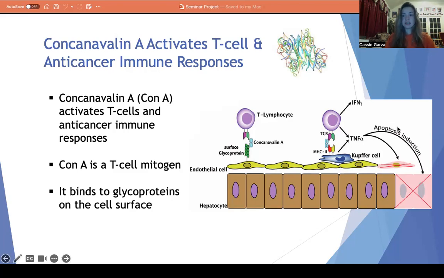So the body intentionally kills off these cells because it senses something wrong with them. It realizes that they're not correct. They're not good for the body. So you can see ConA here working with the TNF alpha factor to induce apoptosis, which is going to stop the proliferation of this cell. It'll stop the proliferation of this cell by signaling the abnormality of the cell to the T cells, which will then initiate apoptosis.